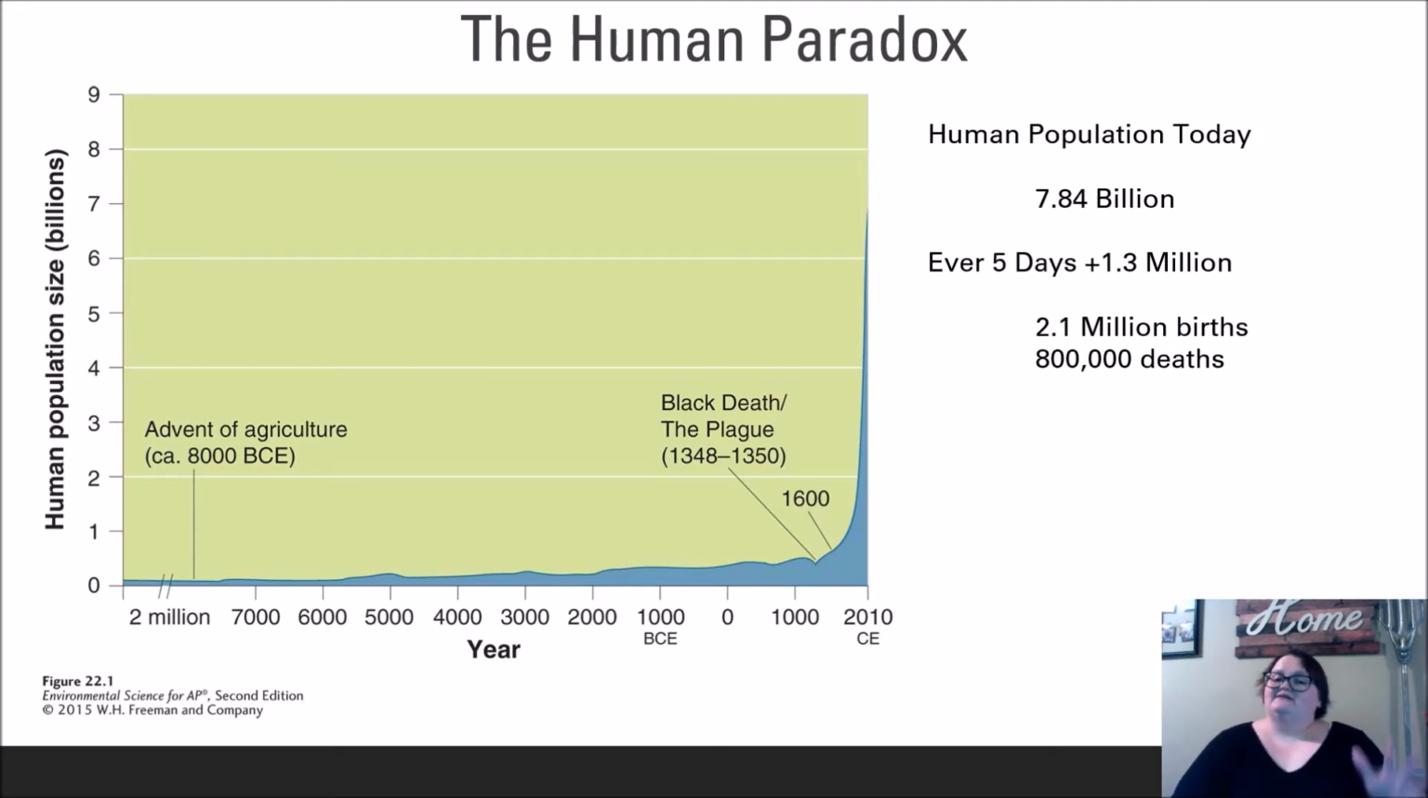Let's look at all of that from a different perspective. On the day of this recording, the human population was 7.84 billion people. On average, that means that number increases by 1.3 million people every 5 days. This means that there are around 2.1 million births and 800,000 deaths every 5 days. What other organism reproduces so fast, yet requires long maturation and extensive parental support? How have humans been able to do this?